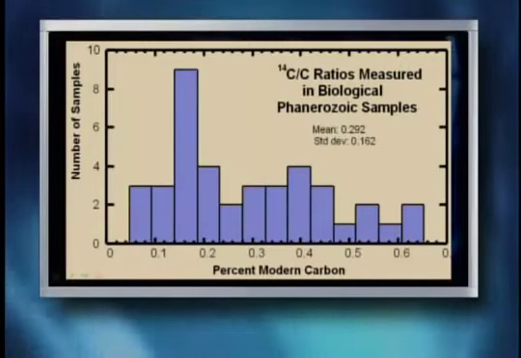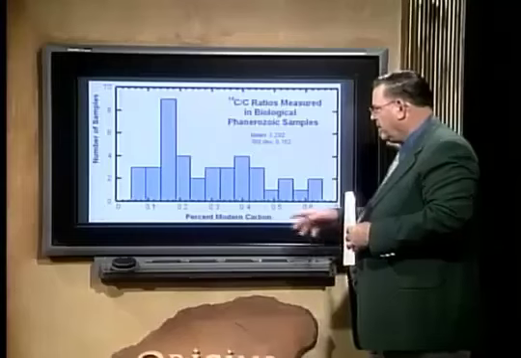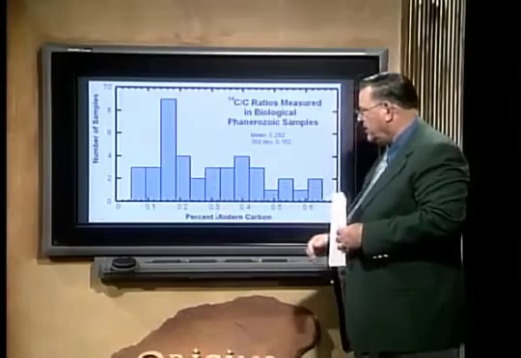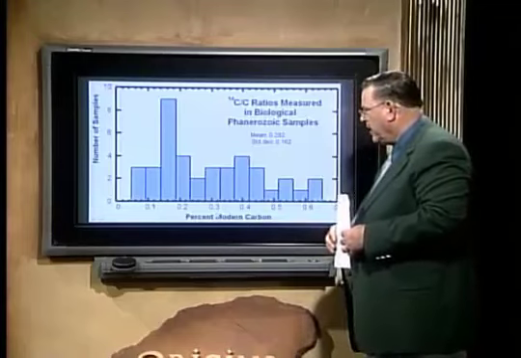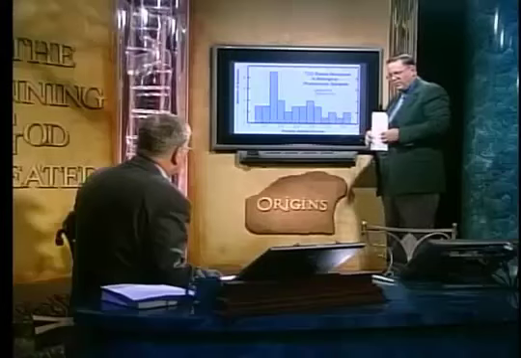But it comes out that the ratio of carbon-14 to carbon-12 is what that second C is there, that it comes out to about 0.3. And so that's about the middle of this diagram here, this histogram. And that's much more than we would have anticipated if the coal is old. This is all for coal.